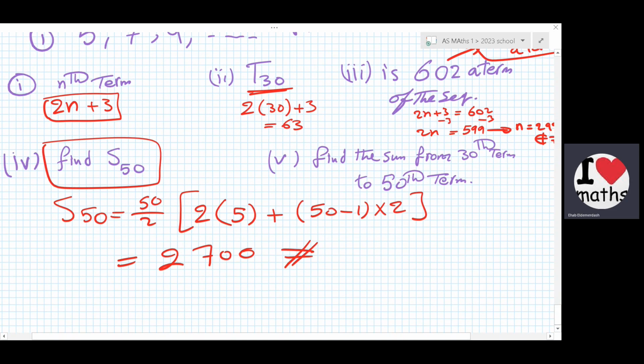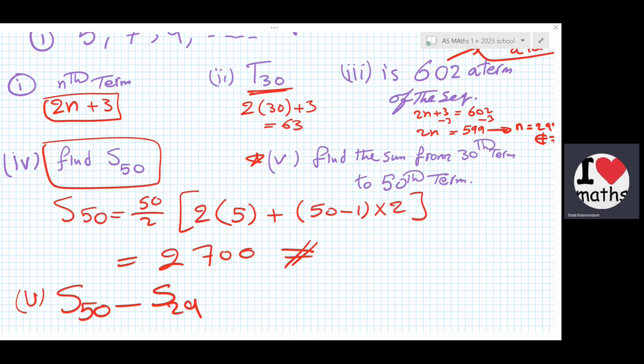Okay, the last question, the V question. They are asking for the sum from the 30th term to the 50th term. I told you before, if I have to start from the 30th term to the 50th term, what I have to do is get S50 minus S29. Why 29? Because I have to start from the term number what? Term number 30.